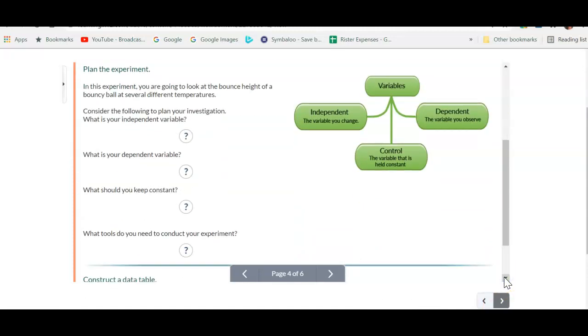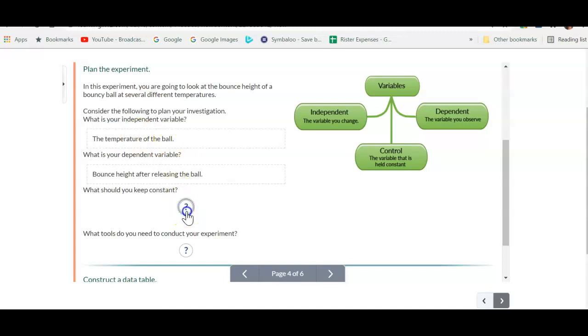All right, so we're identifying the variables. In this experiment, you're going to look at the bounce height of a bouncy ball at several different temperatures. Consider the following to plan your investigation. What is your independent variable? Okay, we know that it is the temperature of the ball. What is your dependent variable? We've talked about that. We know that it is the bounce height after releasing the ball.